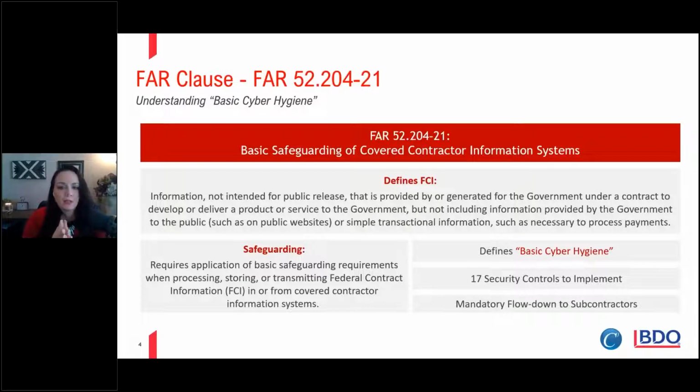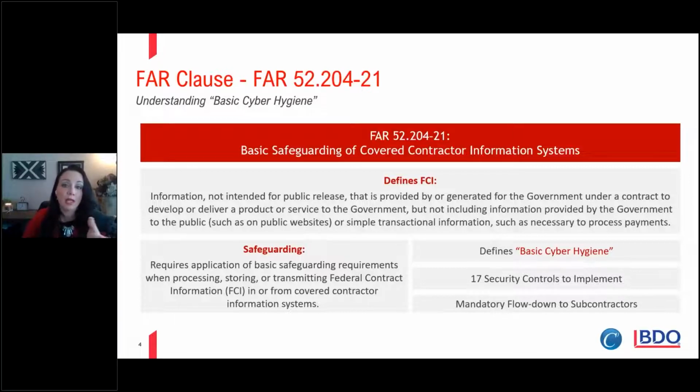So in the definition of basic cyber hygiene, this clause lays down 17 security controls that you need to implement. Now, we can cross-map these security controls to the later CUI controls that we have to implement. So it's good to note that when you start with these 17 controls, you won't have to repeat them over again as a level 1 control later on. And I'll show you how that plays in with CUI.